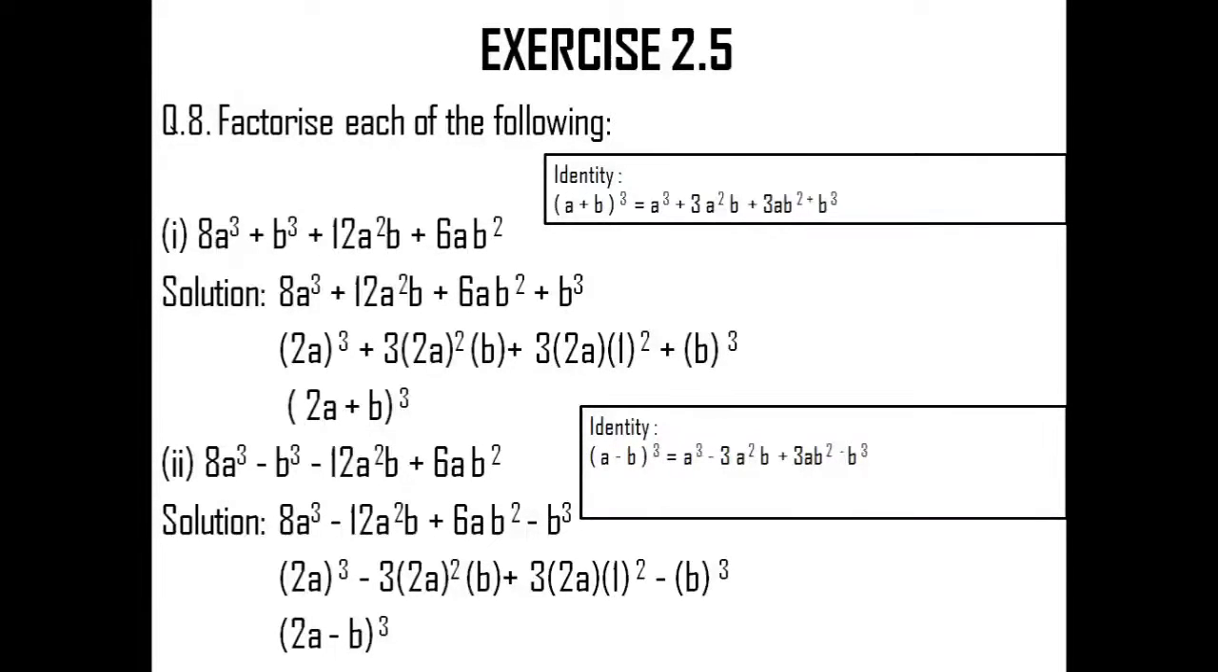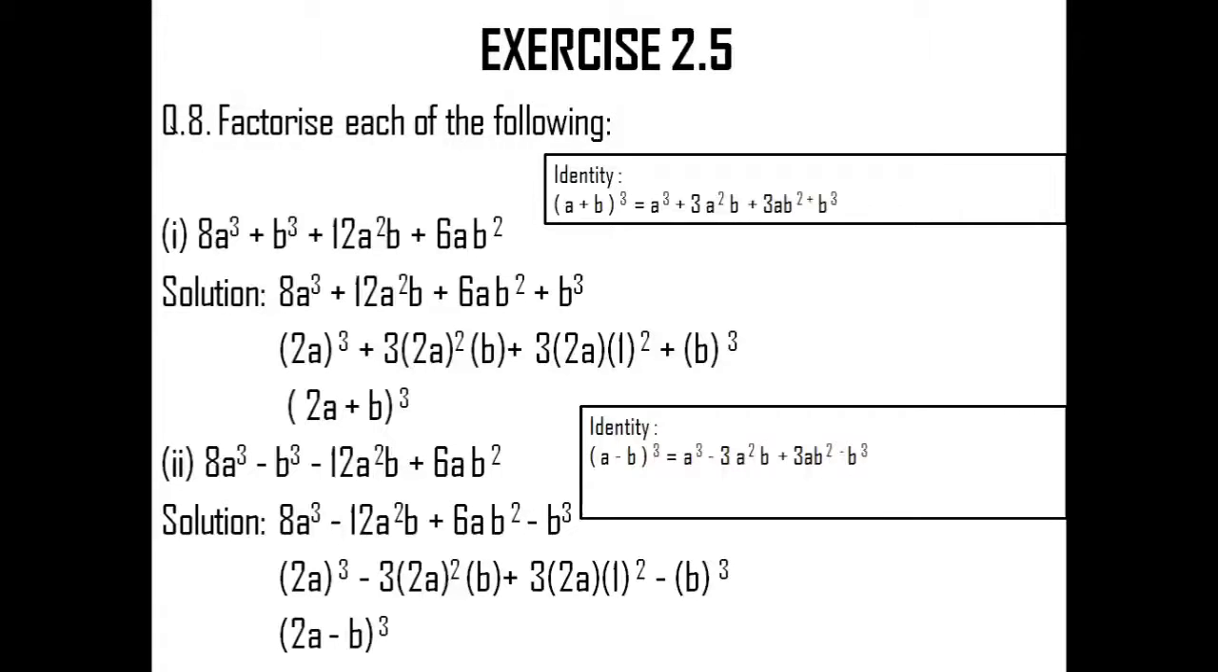And then simply try to resemble it to the identity (a minus b) the whole cube, which is a cube minus 3a square b plus 3ab square minus b cube. And as you can see over here, 8a cube is the cube of 2a. The last term, b cube, is the cube of b itself. And then just put the value of a and b as 2a and b itself.